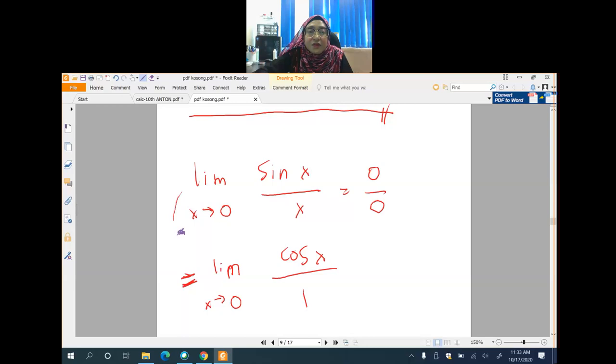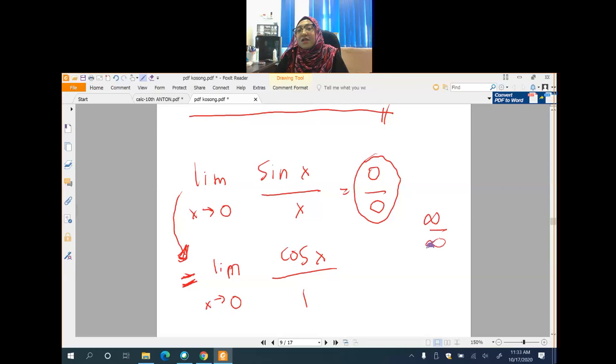because the answer gives us 0 divided by 0. If the answer gives us other values, maybe 2 divided by 0, then we cannot write this equality sign. We cannot say that the limit of this function is equal to the limit of the derivative of the numerator divided by the derivative of the denominator. It only happens if it is 0 over 0 or infinity over infinity. That's only for two cases and only.